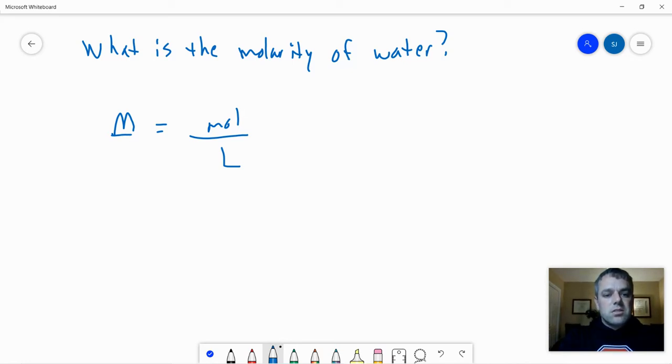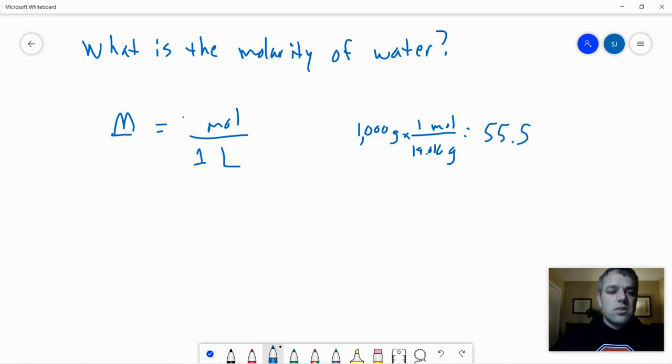Let's keep things fairly simple. Let's say we're talking about 1 liter of water. Well, 1 liter of water is 1,000 grams. And then we can convert grams into moles, where 1 mole is 18.016 grams. And so we take 1,000 divided by 18.016, and the moles are 55.5. So the molarity of water is 55.5 molar.